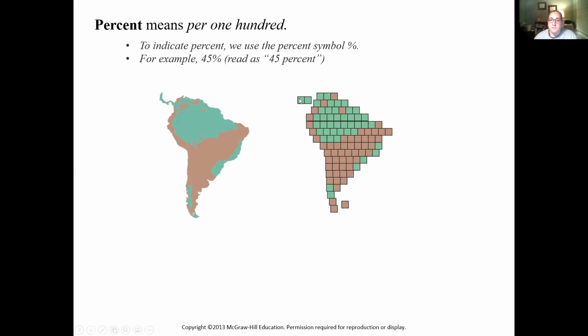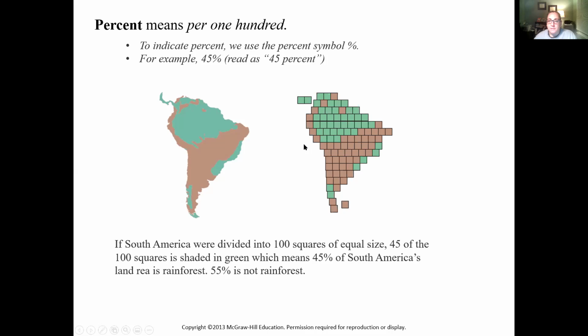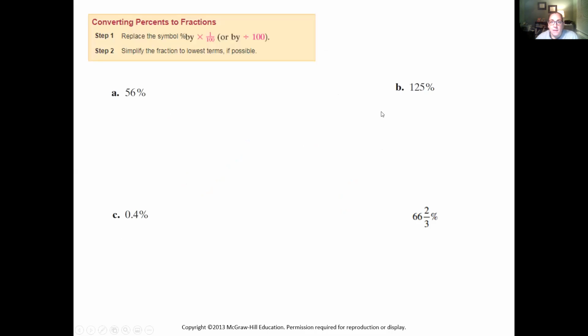So now, by putting it into 100 little squares, what percent is rainforest? Well, you would count the little green boxes, which ends up being 45. So 45 out of 100 is rainforest. So that's why it's 45%. There are 55 brown boxes. So since there are 55 out of 100, 55% would be not rainforest. Right? So a percent is always out of 100. So now to convert, that is why we use hundreds.